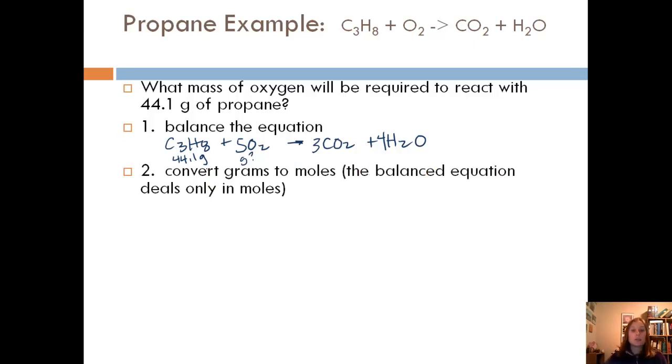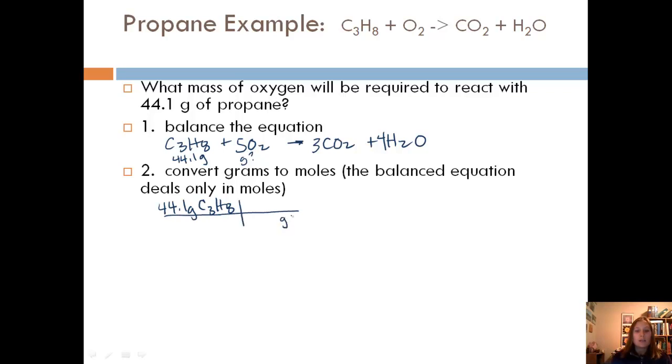Okay, so step 2, we have balanced our equation, which, like we said, is really important if you're going to do mole ratio. So next, we need to convert grams of propane to moles, because the balanced equation deals only in moles. This is how we're going to get mole ratio. This is how we convert between compounds. Remember we said last section that the only way to convert between compounds is mole ratio. So we've got to get our grams to moles first. Okay, so we're going to start with our 44.1 grams of C3H8.